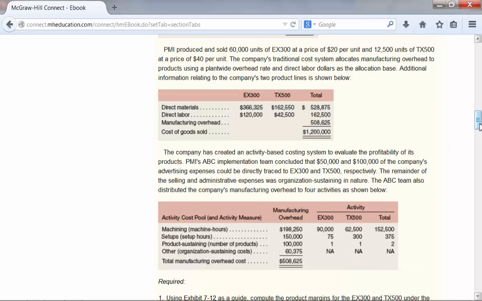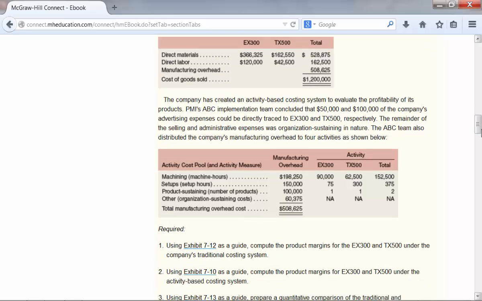And what else does it say here? The remainder of the SG&A expenses were organization sustaining in nature. The ABC team also distributed the company's manufacturing overhead to 4 activities as shown below. And here are the activities that the overhead was distributed to. So here's their manufacturing overhead. In order to allocate this overhead to the products, they have these 4 activities: machining, and the driver for that activity is machine hours; setups, and the driver for that activity would be setup hours; product sustaining, and the driver of that activity would be number of products; and then other. These are organization sustaining costs. They don't have a cost driver. They're just other manufacturing overhead costs that don't fall into one of the 3 activities above.